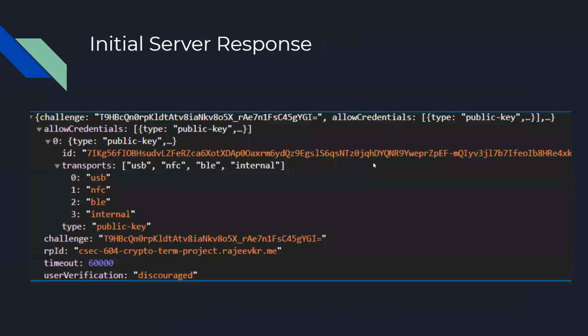So this is how the initial server response looks. It responds with the credential ID that is saved in the server, and the underlying transport that it supports, like we saw USB, BLE, NFC, and also it gives a challenge.